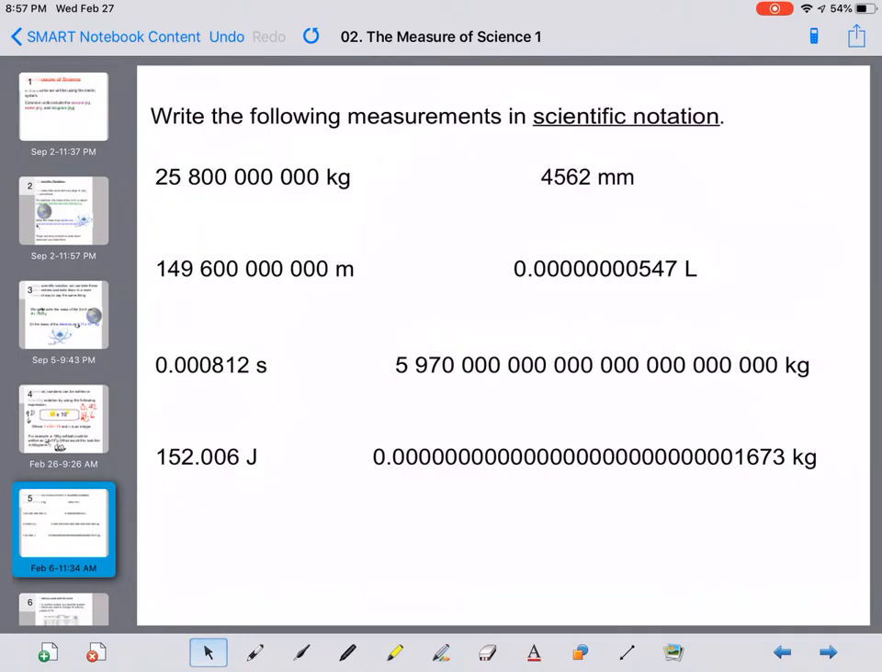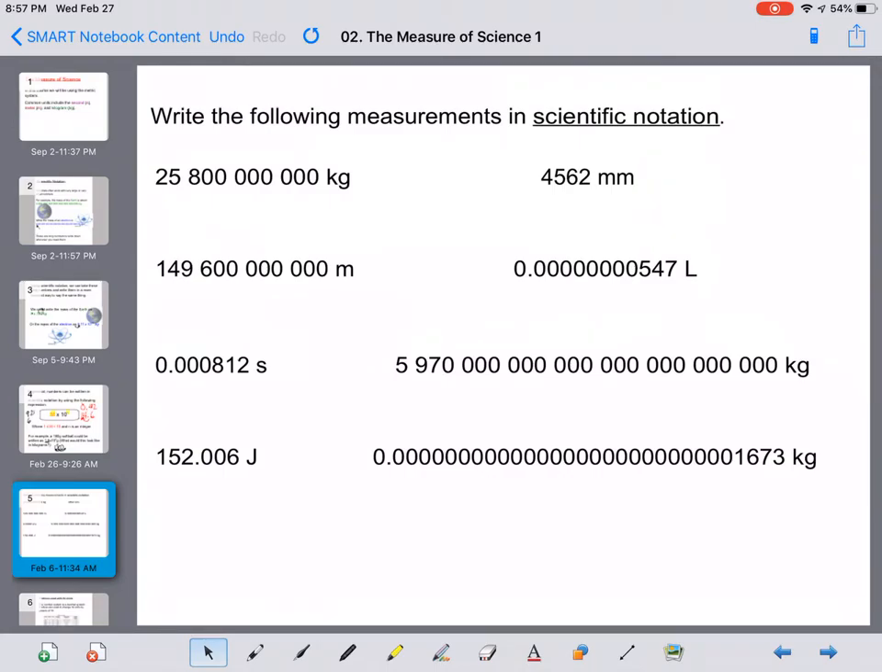All right, so in the first example, we're taking a look at the number of jumps to go into there. So that's what, millions and billions, so 25,800,000,000 kilograms. We have to count the number of decimal place jumps that we're making to get to the first non-zero digit. In this case, it's between the 2 and the 5.